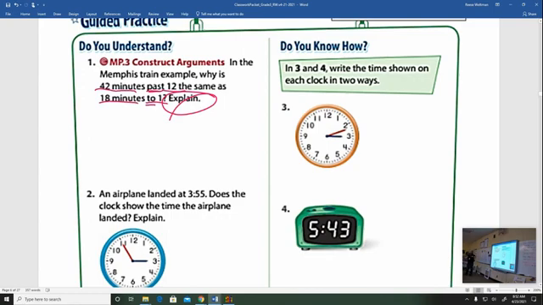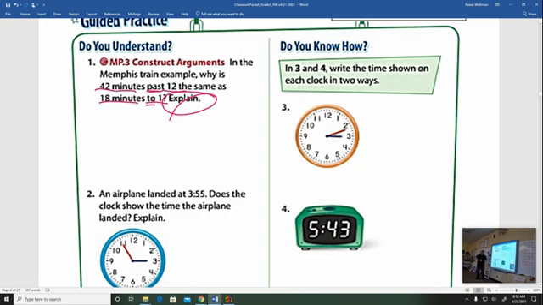Why is that the same thing as saying it's 18 minutes to 1? Why is that the same thing? Jack? Is it 12:42? Because it's 12:42, and then what does that mean? How many minutes are left until 1? Say it again? 12 minutes left until 1, are you sure?